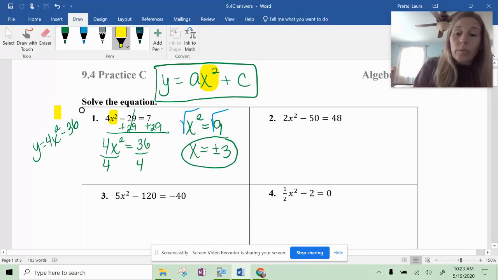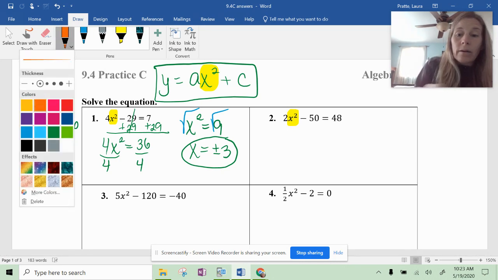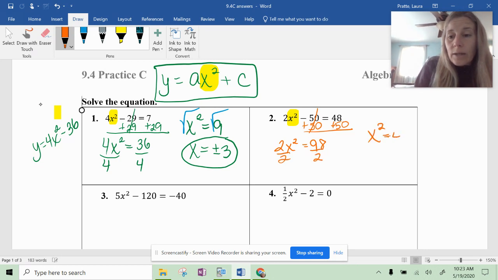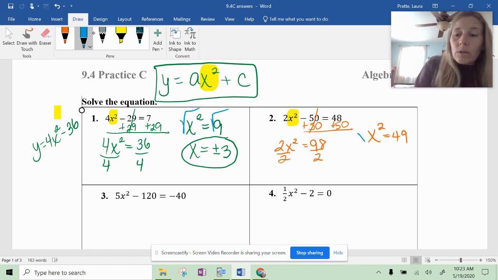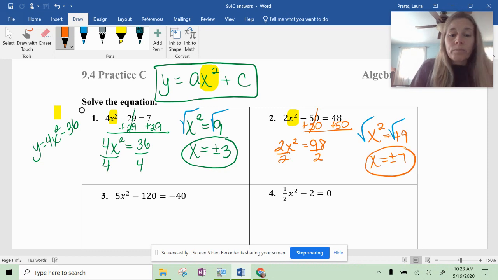Okay, so taking a look at number 2, again, we want to solve for that x squared, so we're going to try to get it by itself. We're adding the 50 to the other side, leaving us with 2x squared equals 98, dividing by 2, which gives us x squared equals 49. Then I'm going to square root that to get rid of the x squared and just make it a single x, and the square root of 49 has two answers, positive and -7.